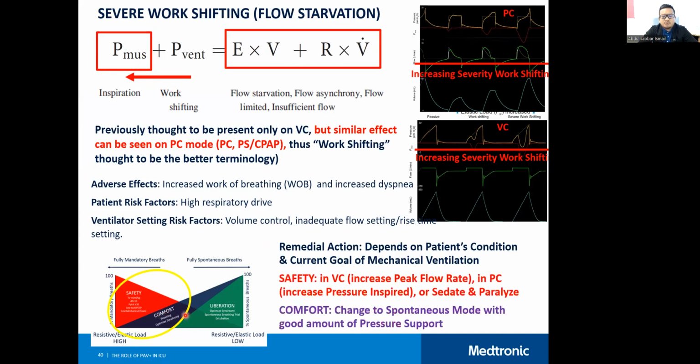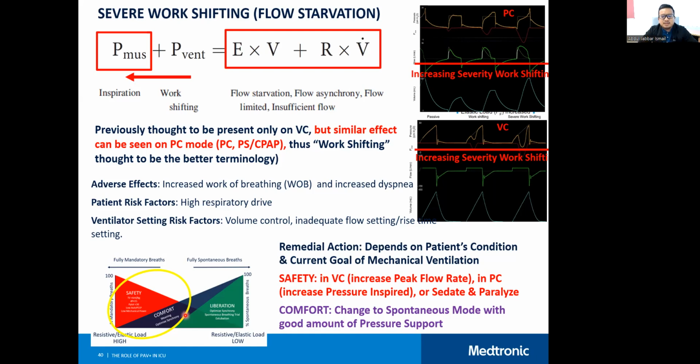So if a patient is still in this phase, we need to prioritize safety. In volume control, we can sedate the patient, paralyze the patient, and control 100% of the ventilator modes, the ventilator tools.